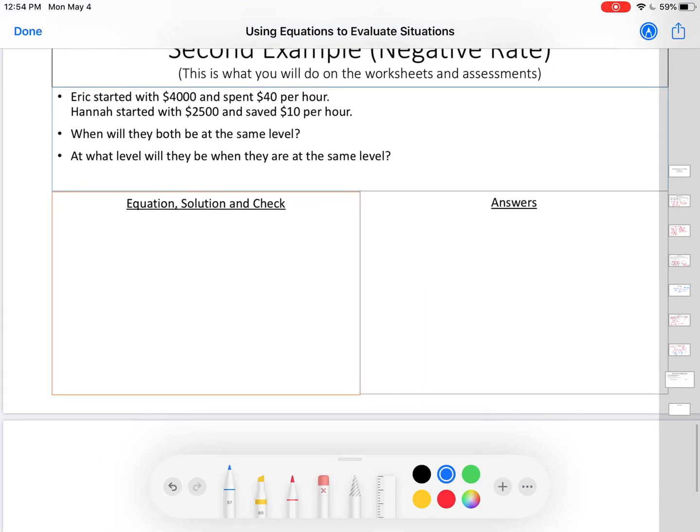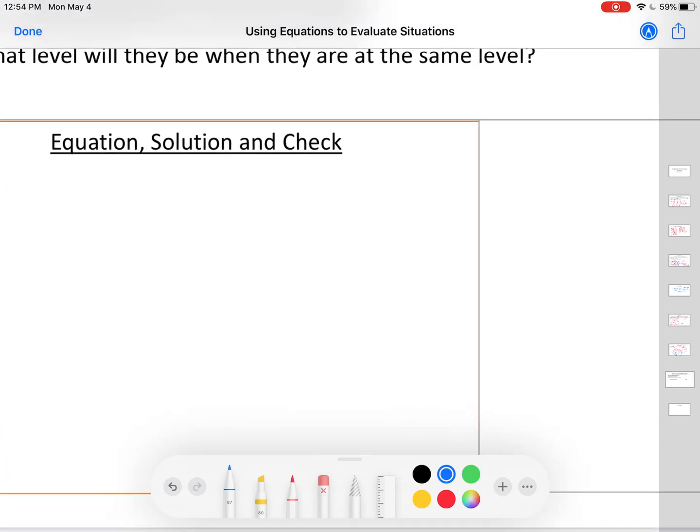Let's write the equation. Again, same two questions. When will they be at the same level? At what level will they be when they are at the same level? How much money will they have? All right, here's the equation.